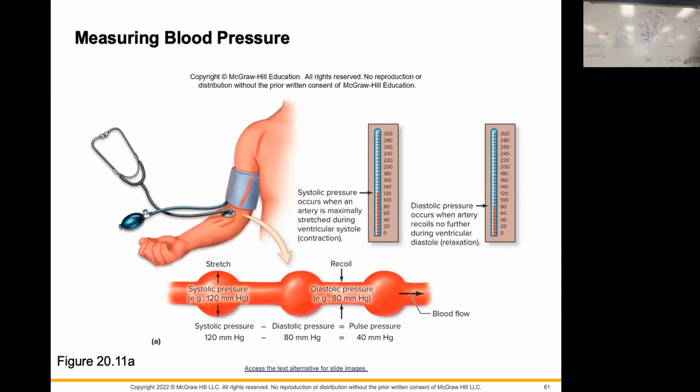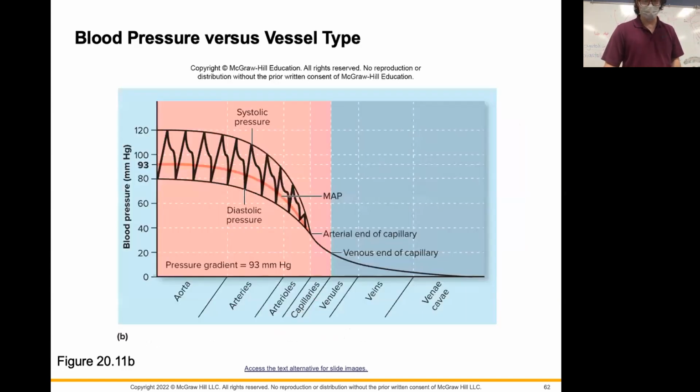So that is your mean arterial pressure. We can use that once again as a different diagnostic, but we can also plug this into other formulas later on to look at bulk flow rates and things like that.